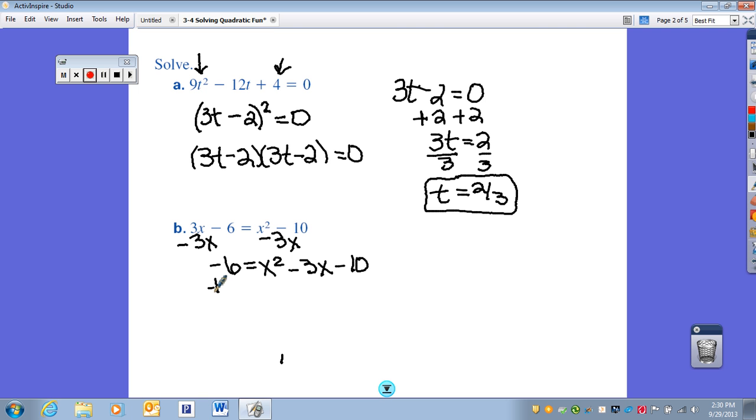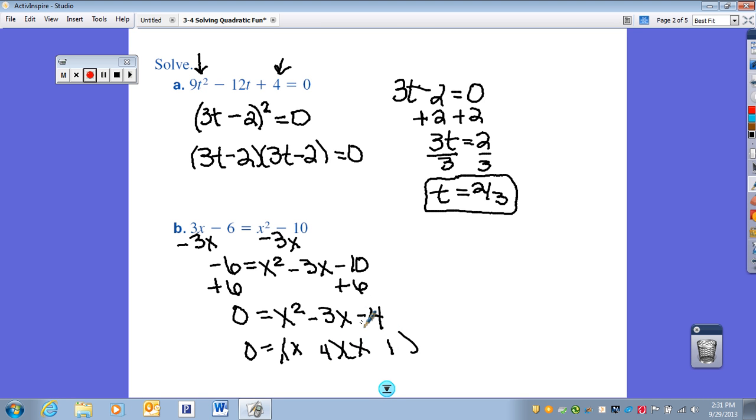Now I need to get rid of the 6. I'm going to add 6 to both sides. So I have 0 is equal to x squared minus 3x minus 4. Now I have my quadratic expression set equal to 0, and I'm going to factor it. So I will set up my 2 parentheses. Since my leading coefficient is 1, I know that x times x gives me x squared. And for my 4, I can either use 2 and 2 or 4 and 1. I'm going to go with 4 and 1.